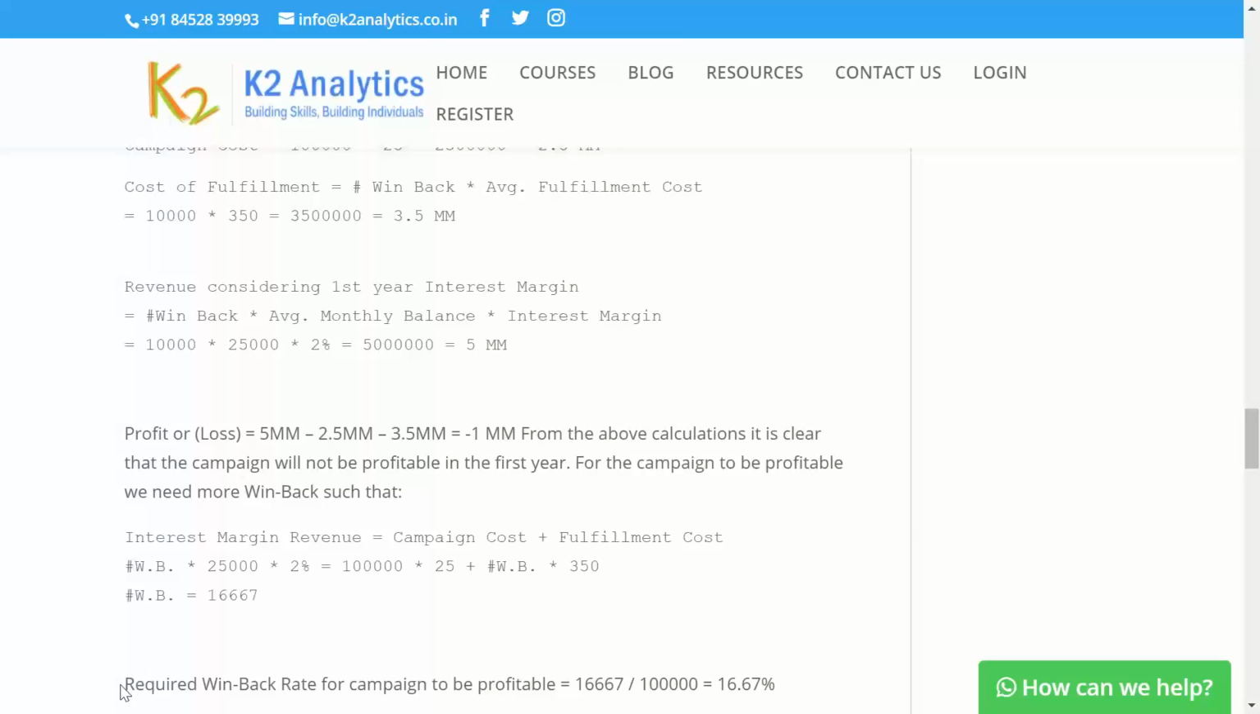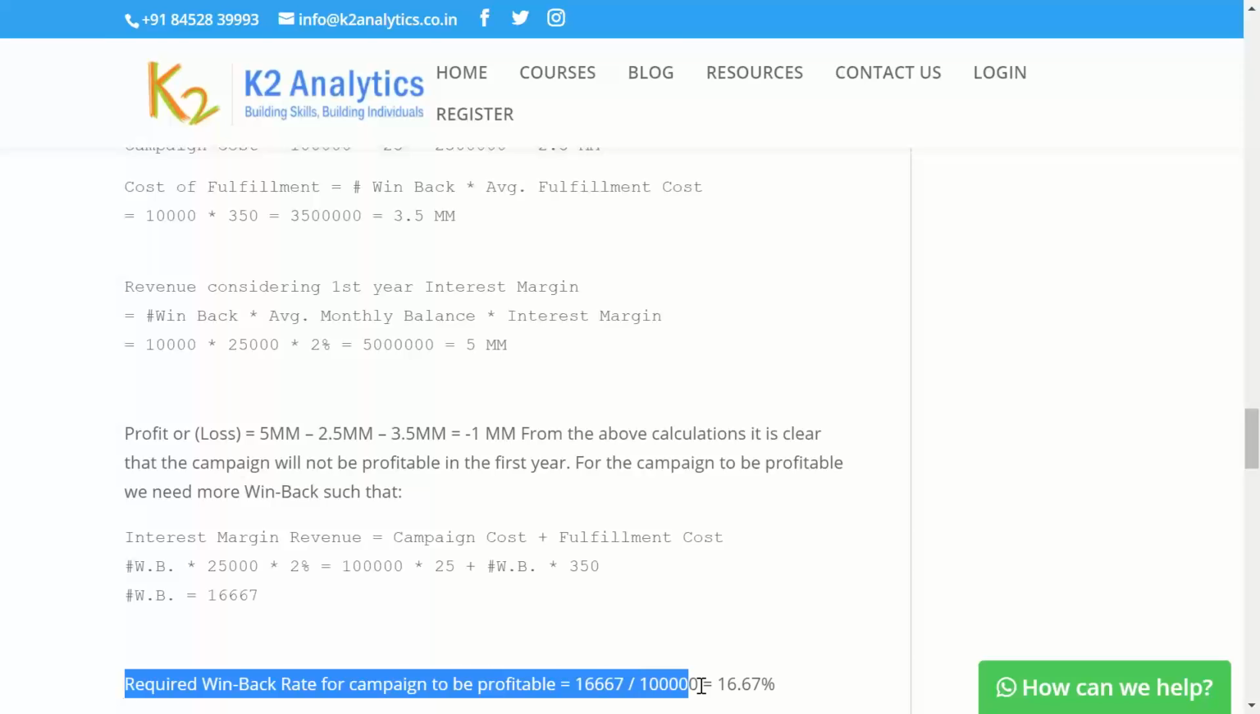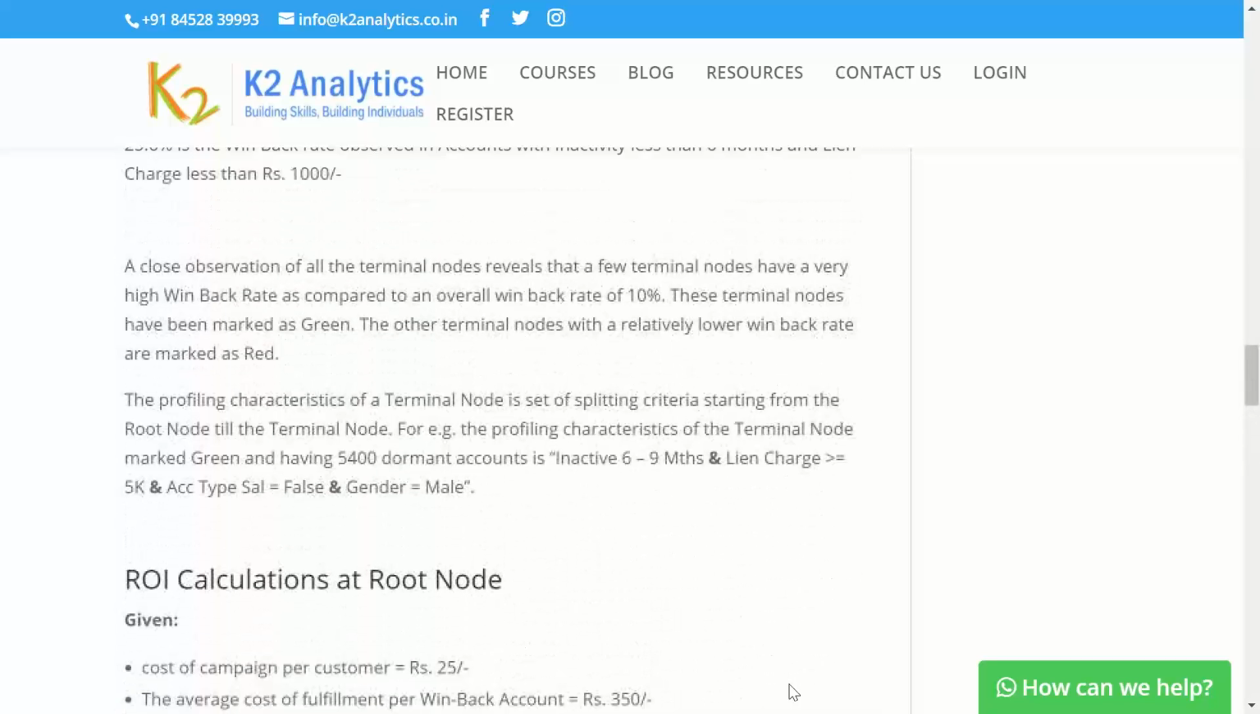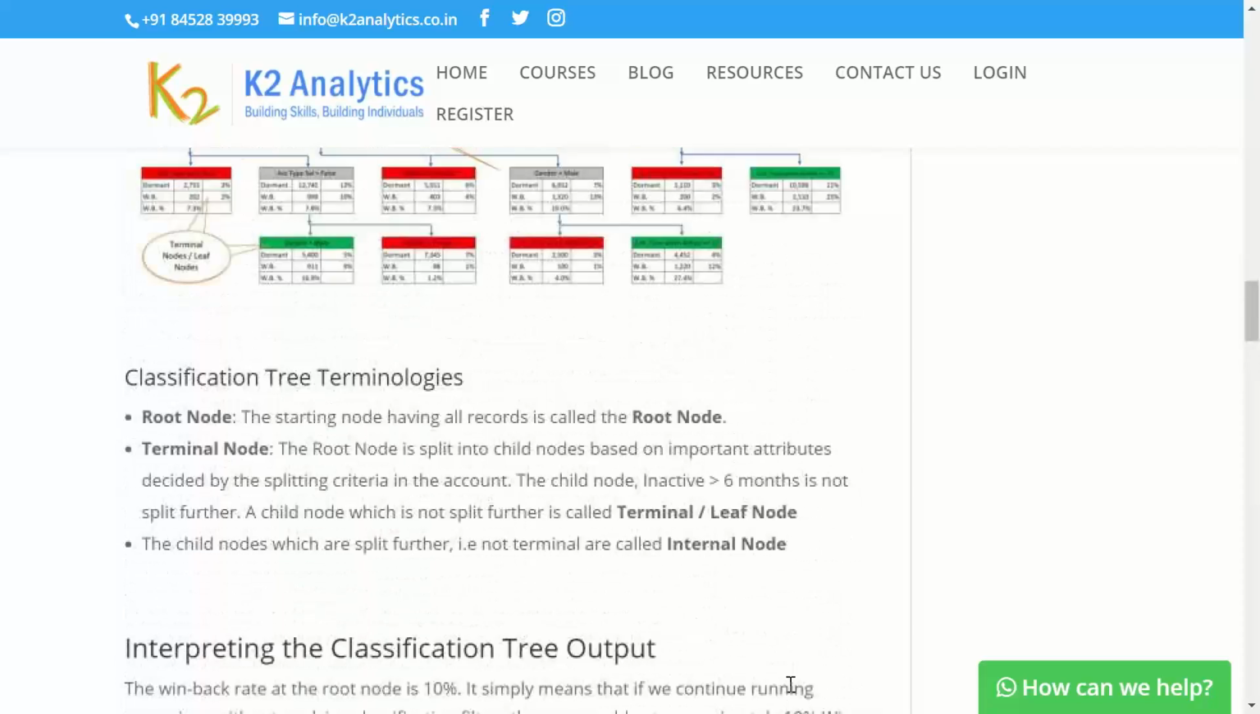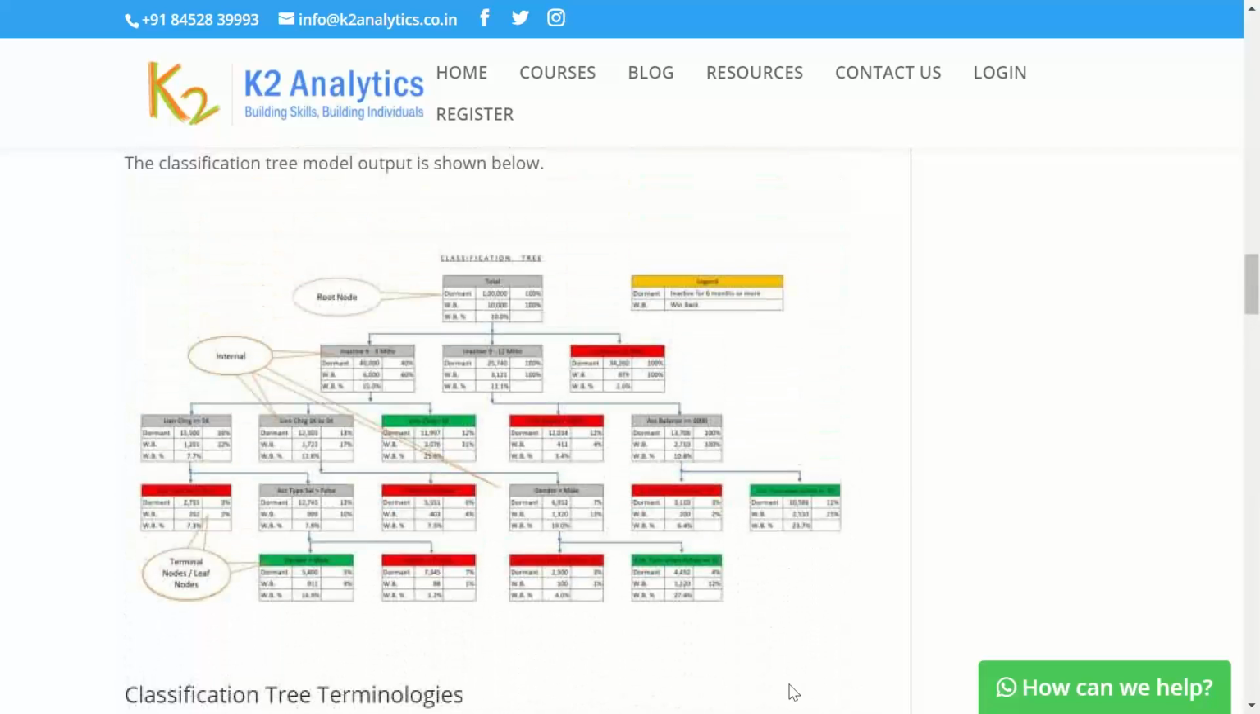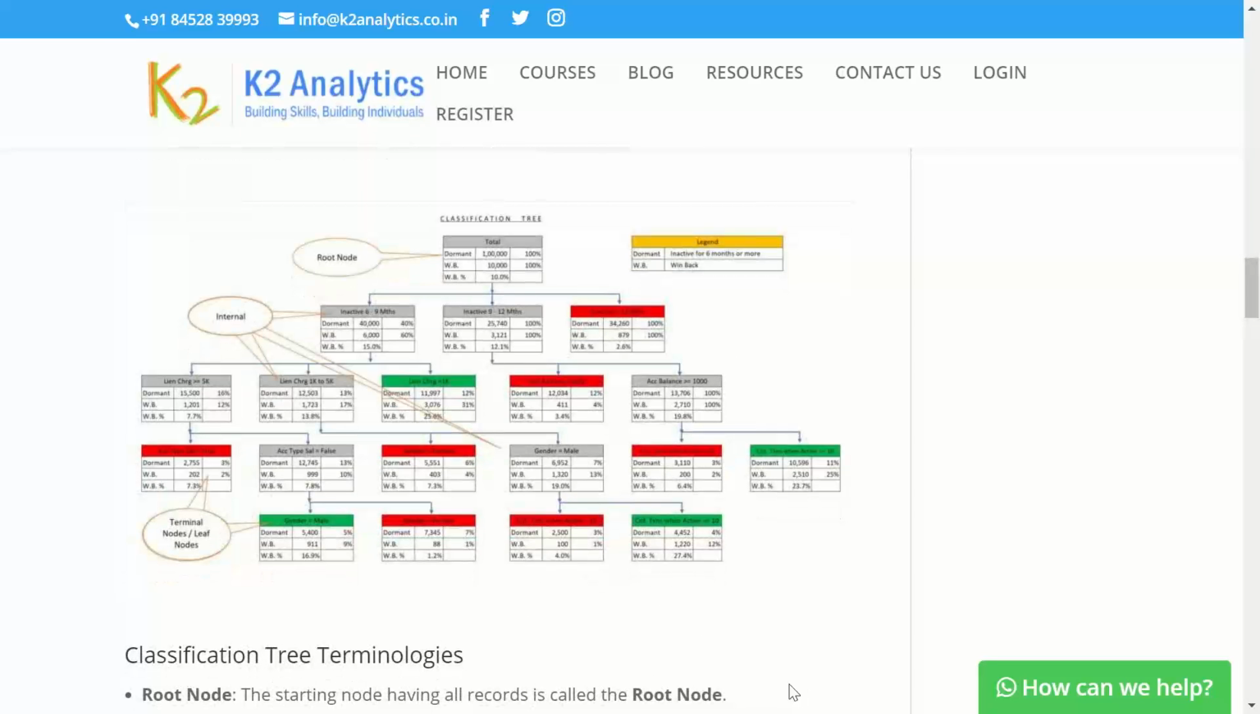Or let us express it in percentage terms. I require 16.67% conversion. However, at the root node, we saw our conversion is only 10%. If the conversion is only 10%, one option is I should stop doing the campaign.